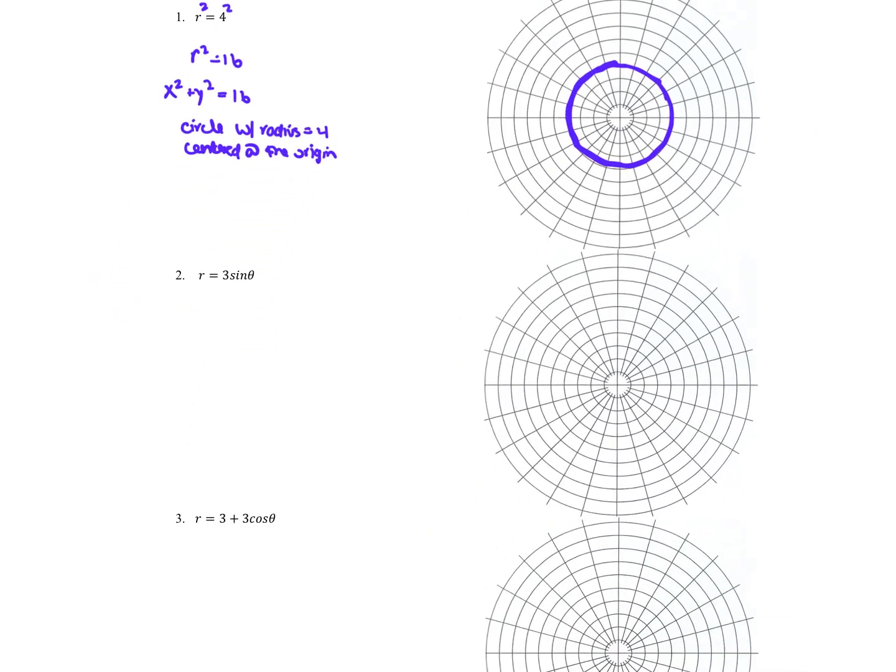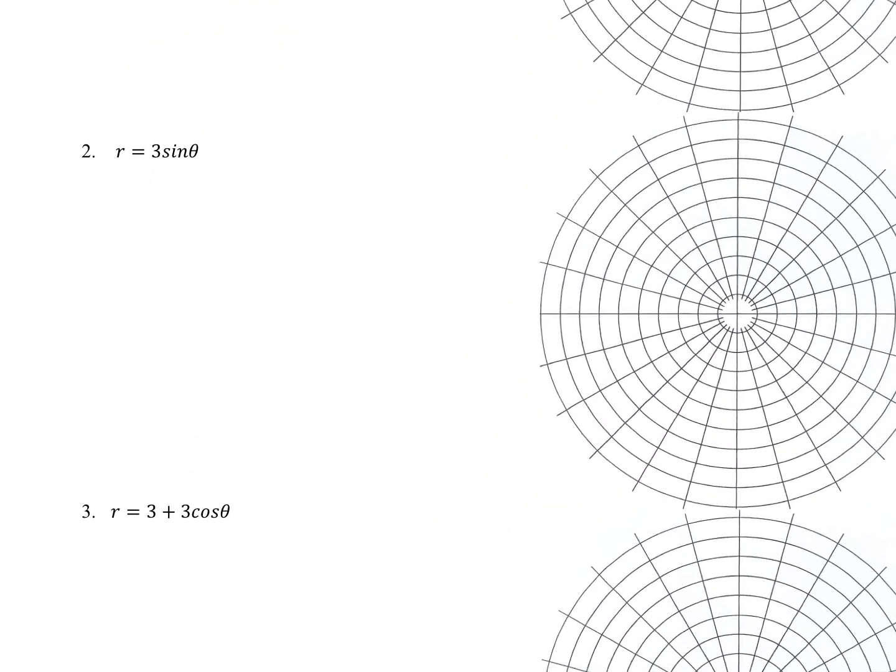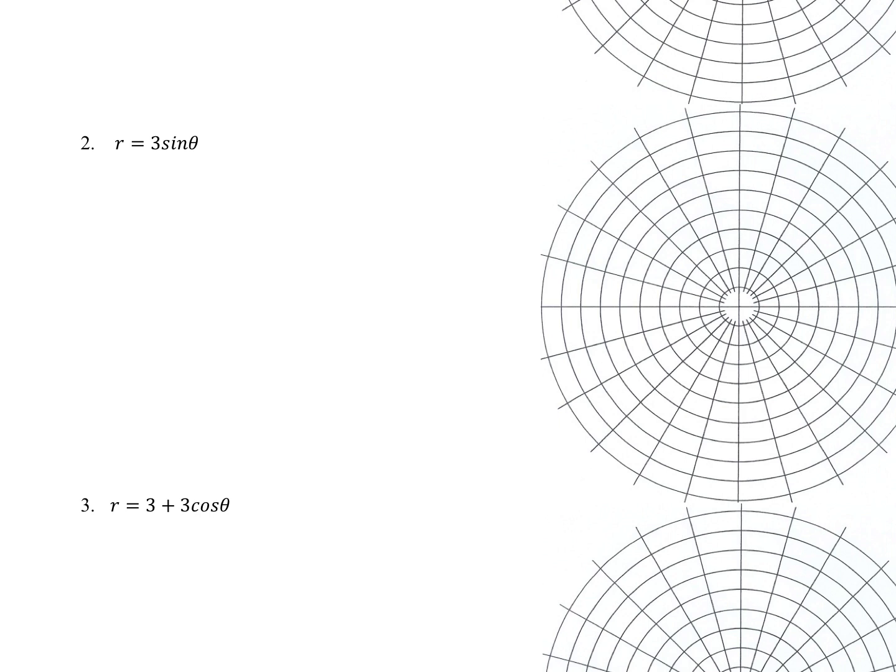All right, next up is r equals 3 sine theta. Now to graph this, we are going to put 3 sine theta on a rectangular graph first. And for 3 sine theta, we know the period doesn't change. The only thing that changes is the amplitude. So the highest point is 3, the lowest point is -3. So I want you to take a minute and graph that.